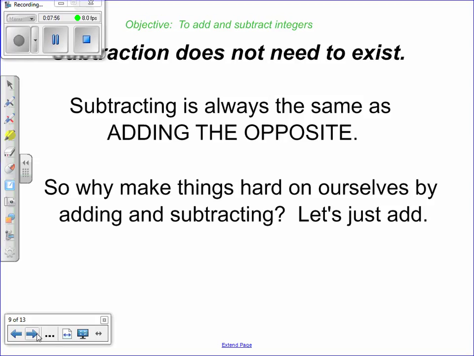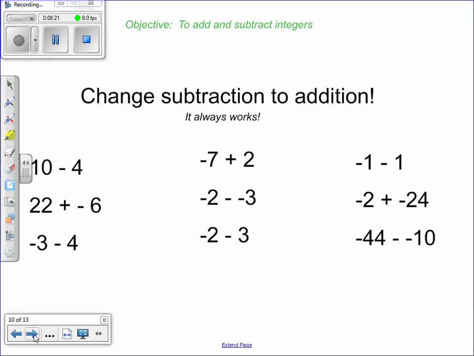Woohoo! I should hear shouts and cheers from wherever you're watching this video. Your math life just got so much easier. If you don't have to subtract anymore and you just have to learn addition, that's awesome. Okay? Subtracting is always the same as adding the opposite, always. You can always turn subtraction into adding the opposite of whatever comes next, and you'll get the same answer as if you would have subtracted. Okay, so why make things hard on ourselves? Let's just add. This year, we will just add.